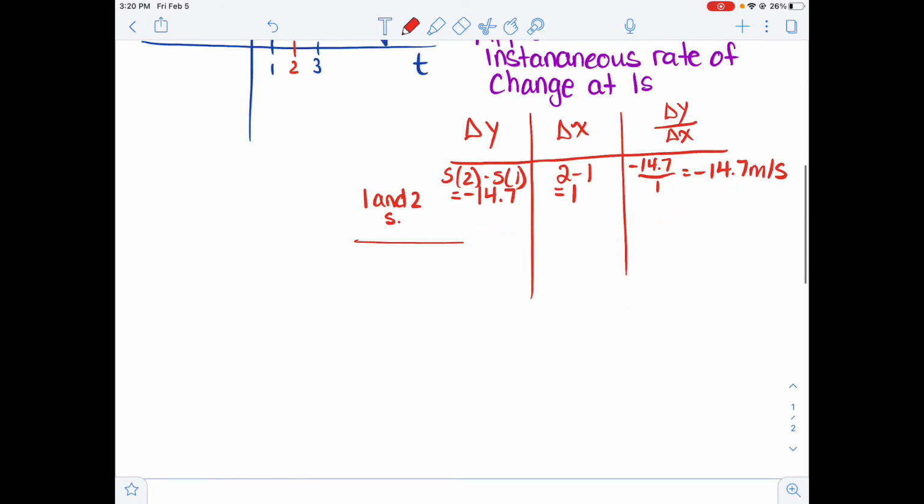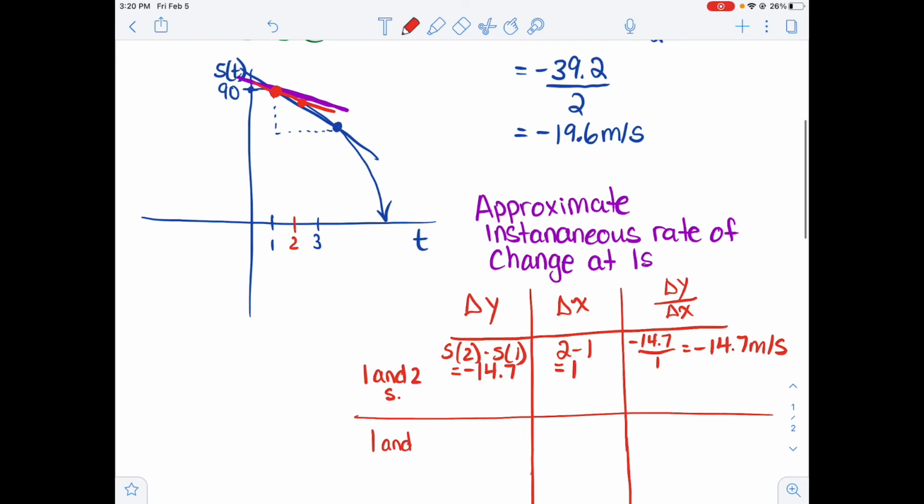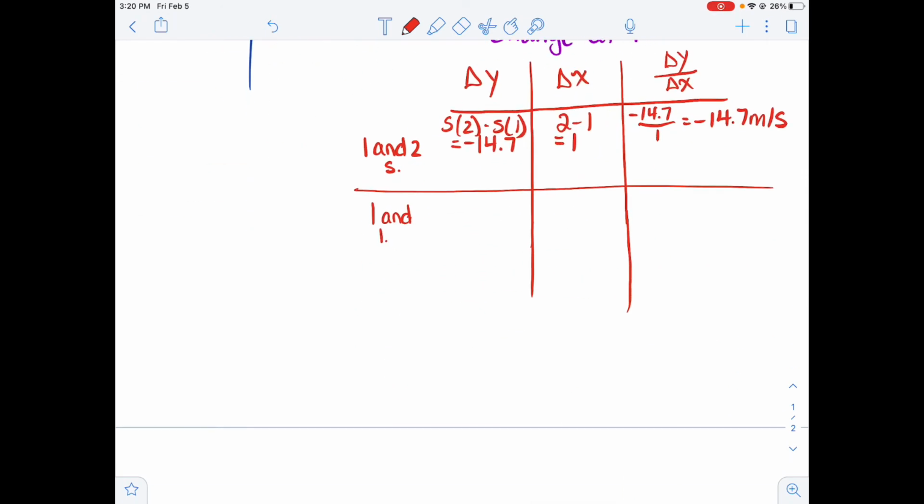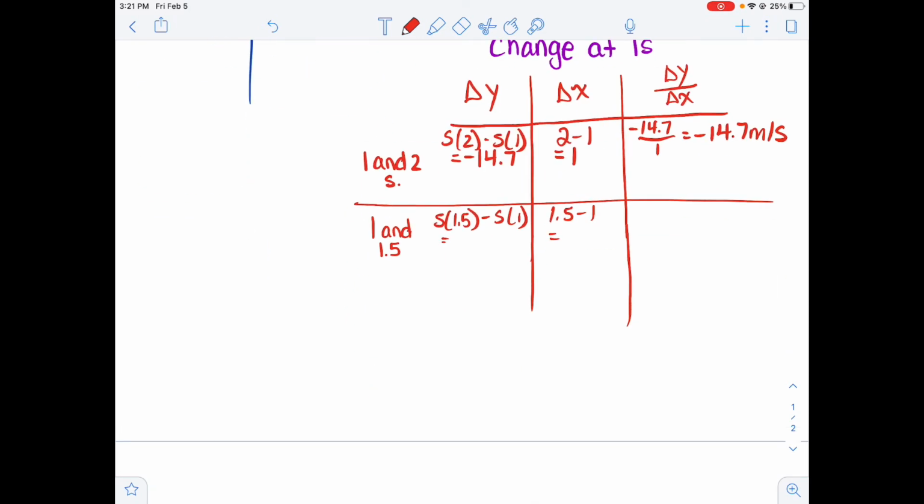Okay, what if I can get my interval a little closer? Instead of 1 and 2, why don't I pick 1 and 1.5? Let's get even closer. So let's figure out s of 1.5 and s of 1, and then over here I'll have 1.5 minus 1. Okay, so let me do that.